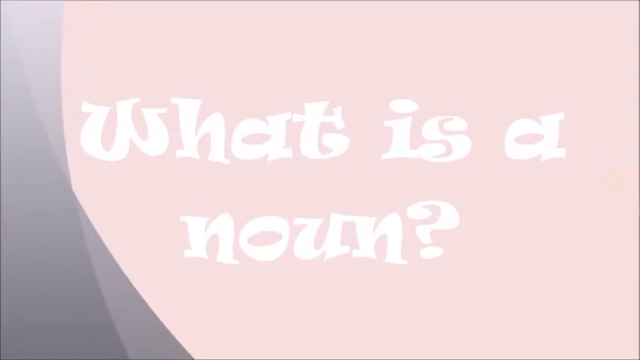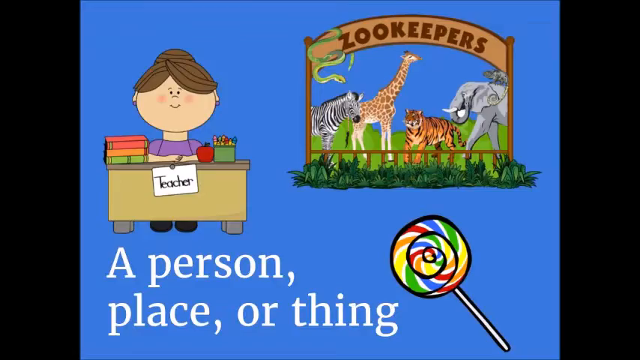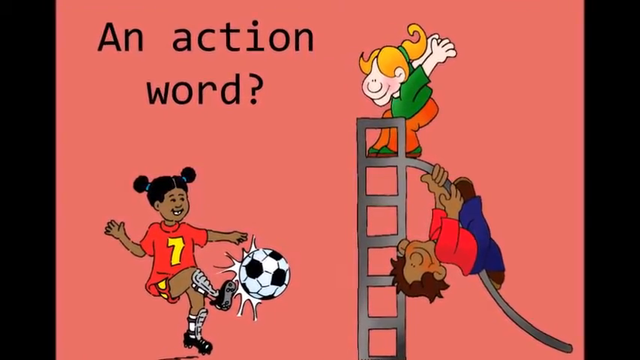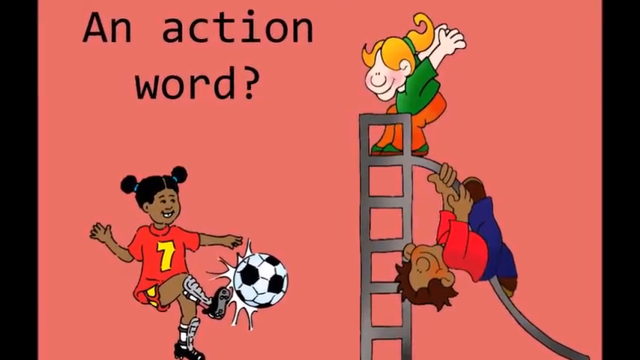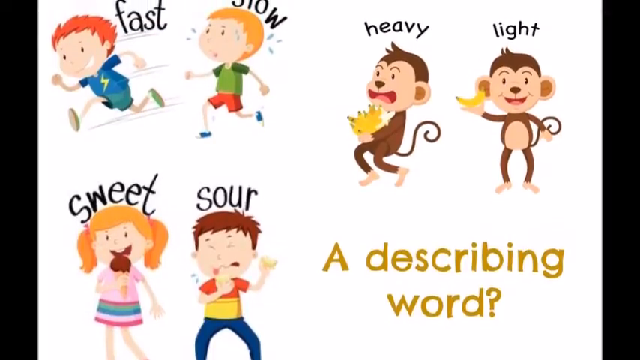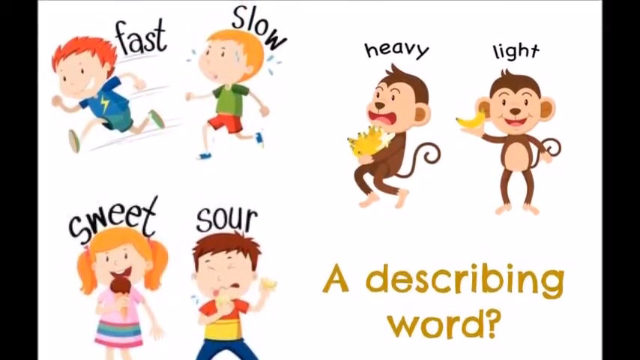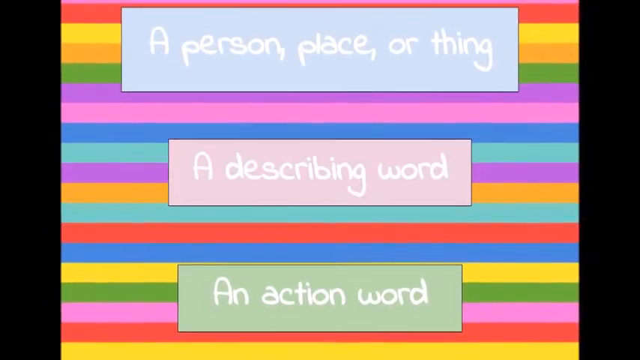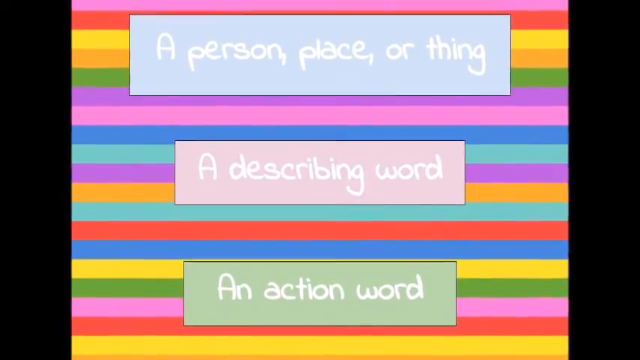Our big question for this lesson, boys and girls, is what is a noun? Is a noun a person such as a teacher, a place like the zoo, or a thing such as a lollipop? Or is a noun an action word like kicking, swinging, or climbing? Or is a noun a describing word like this chocolate is sweet or these bananas are too heavy? So we need to decide whether a noun is a person, place, or thing, a describing word, or an action word.